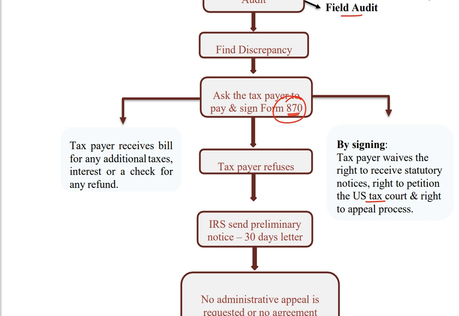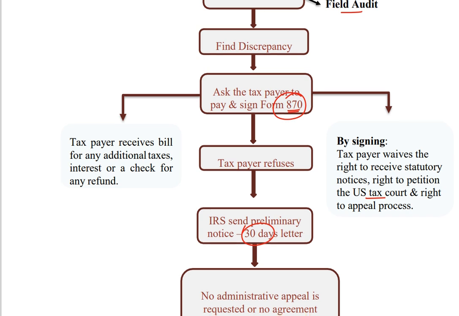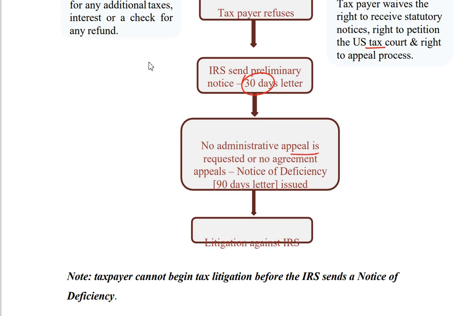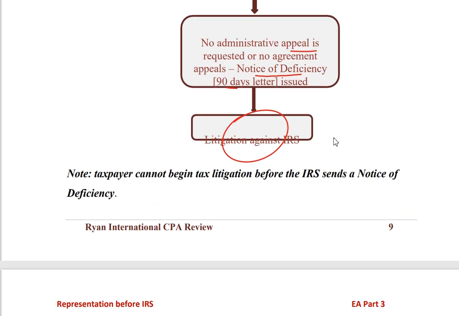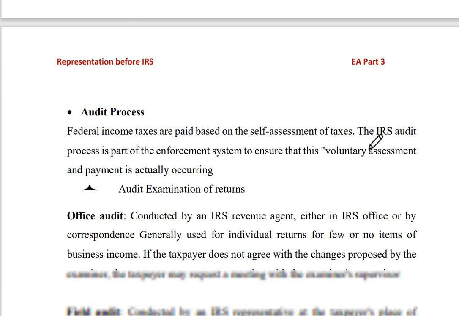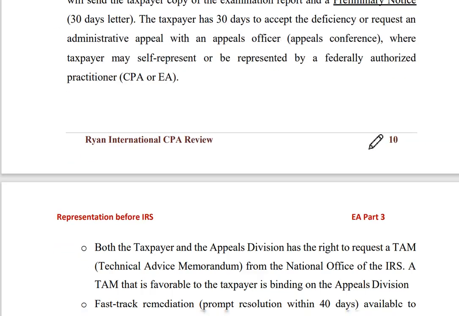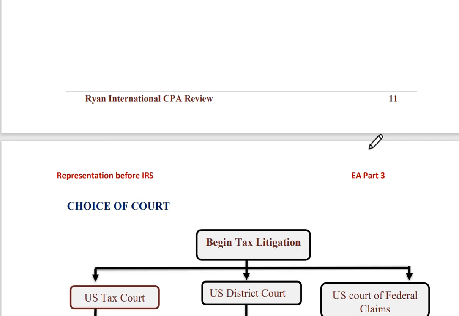Now, if the taxpayer refuses, then the IRS will send you a preliminary notice of 30 days. Once you get that, you have 30 days to either appeal their decision or agree to pay. If neither of these happens, you're not filing for an appeal and neither are you paying, you get something called a notice of deficiency, which is called a 90-day letter. That's when you could get into litigation against the IRS. You cannot begin litigation against the IRS unless you get a notice of deficiency. So these are the typical processes associated with the audit process.